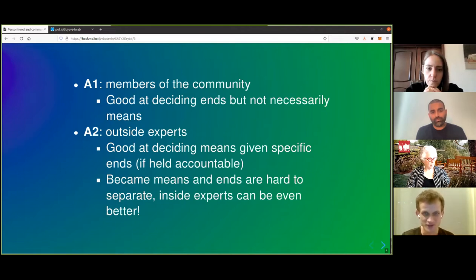Outside experts can be good at deciding the means given specific ends if they're held accountable. To me, being held accountable basically means that they have some kind of reward, could be financial, psychological, or social, or all three, if their decisions lead to good outcomes for the community, and they get some kind of penalty if their actions lead to bad outcomes. Now, means and ends are often hard to separate, and so sometimes you even want people who are in both groups at the same time.